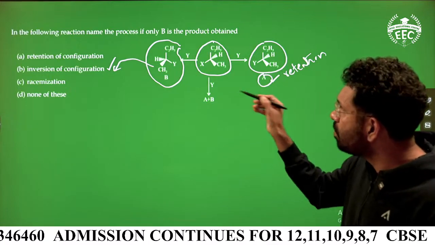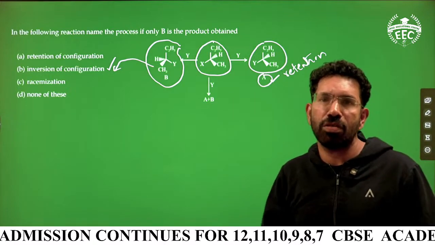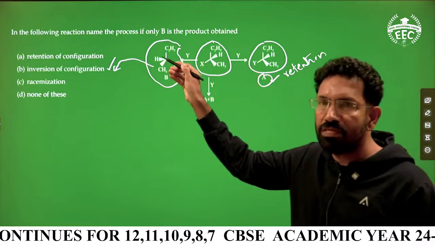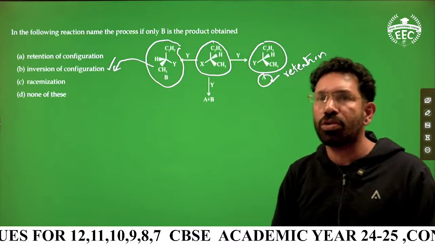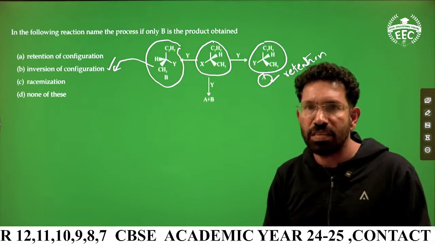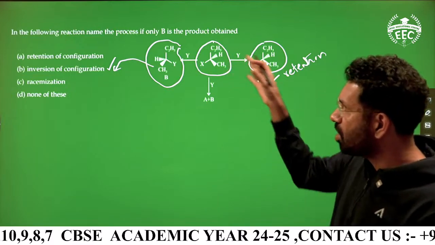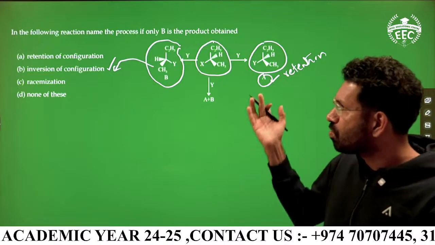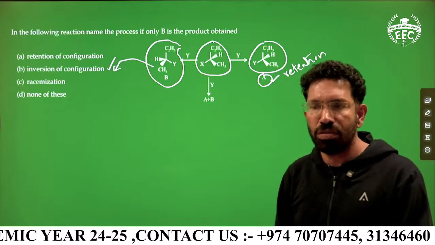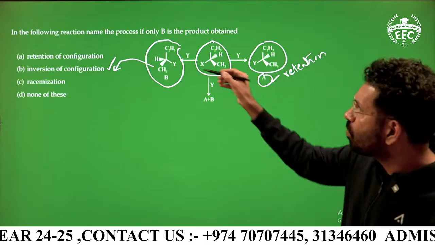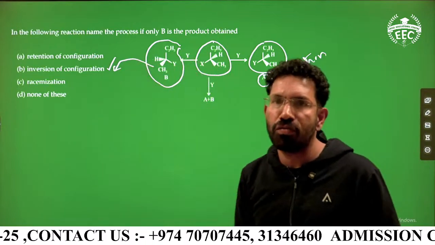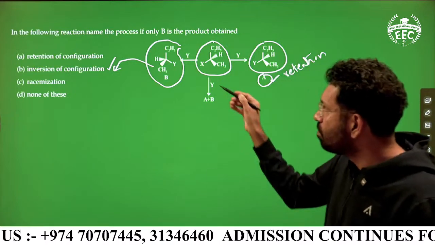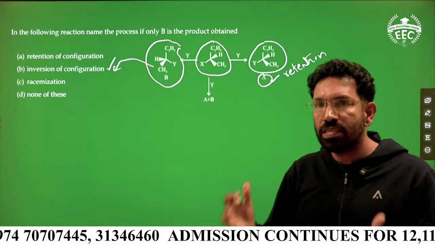And if A and B both are obtained, can you tell me what the answer will be? This is retention, this is inversion. If products A and B both are obtained, we call it racemization. That also you have to check. This is a reader diagram, and they can ask questions based on that particular diagram. This is also a previous board exam question. So our answer: if product B, inversion of configuration; if product A, retention of configuration; if both are present, racemization.